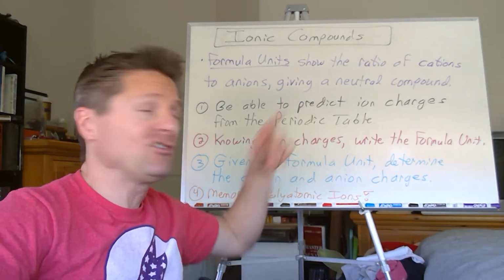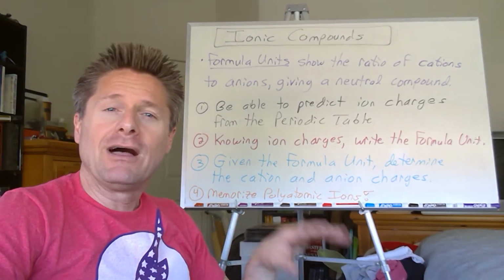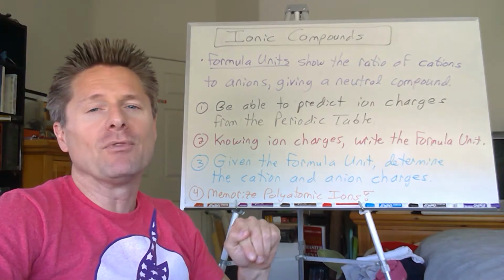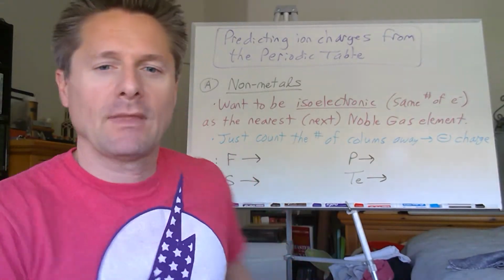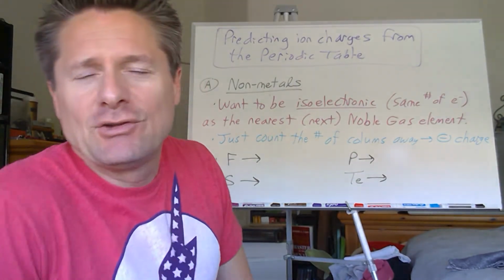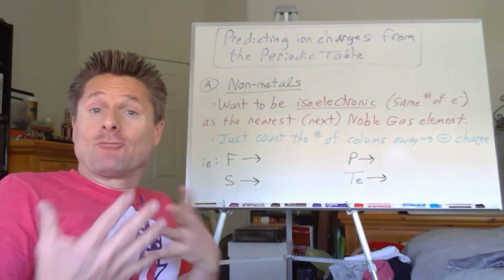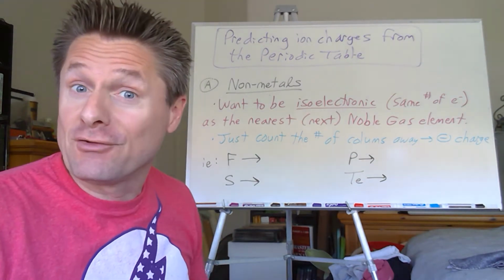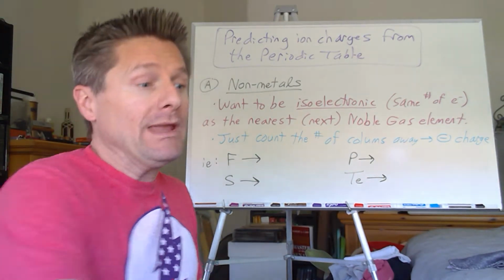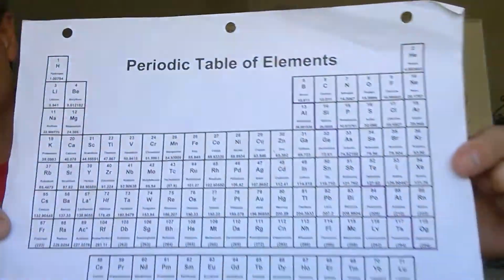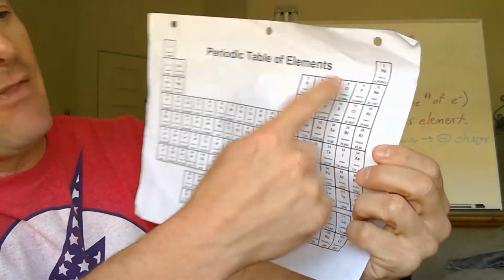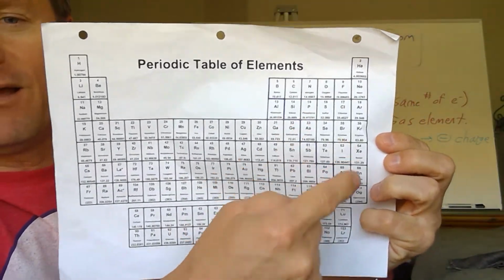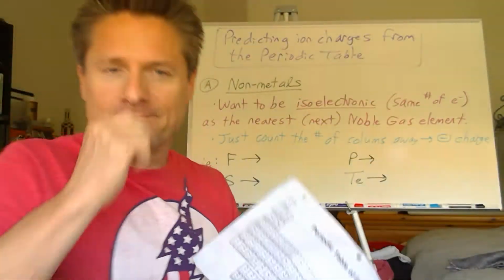So let's start with the first one, predicting charges of simple elements from the periodic table. So get out your periodic table. All right, gang, let's do the first part of this. We can't write formula units if we don't know the charges of the cations and anions, right? So we need to grab our trusty-dusty periodic table of doom. And remember, you've got the staircase line. You've got the nonmetals here, metalloids along it, metals to the left.